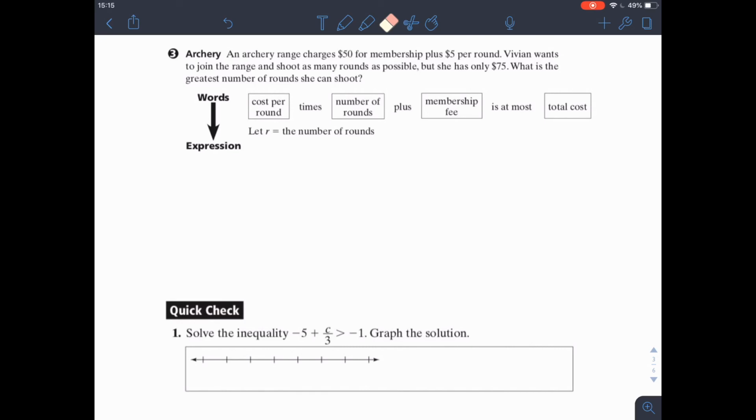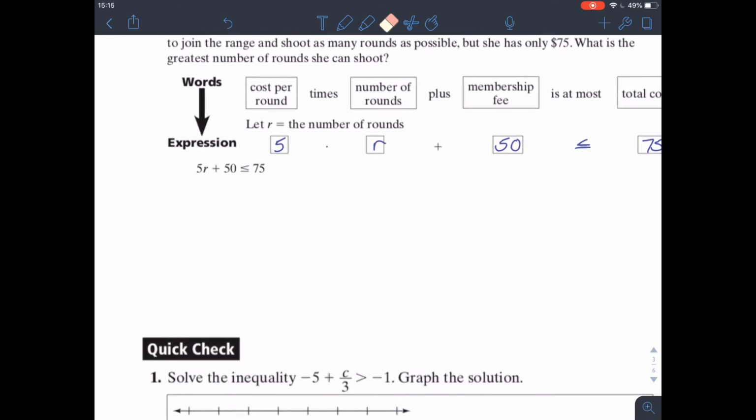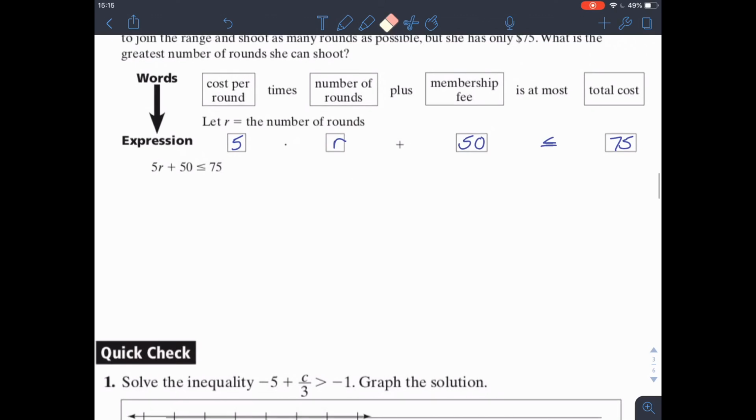And then we know that at most, she can spend that total amount of $75. So our cost per round is 5 times R, to represent our number of rounds, plus our $50 for membership. And if it's at most $75, that means it can be less than or equal to $75. So now that we have our inequality, you can pause the video here to try to solve this inequality, not equation, to see what R is. How many rounds can she do?